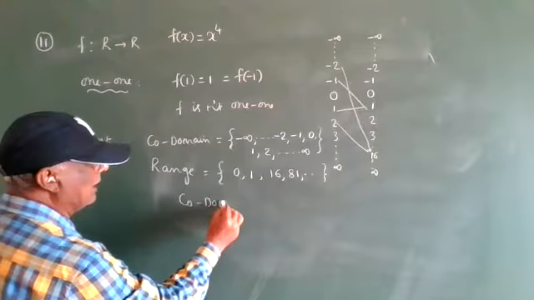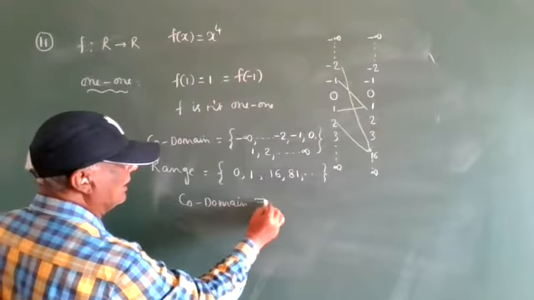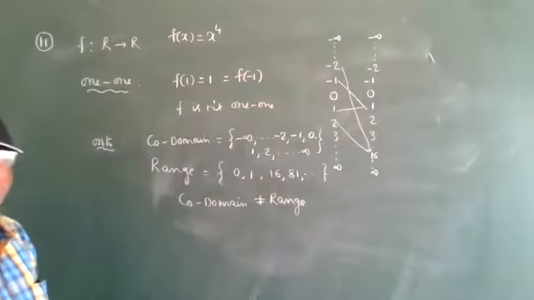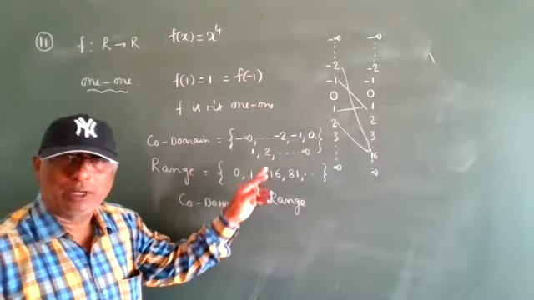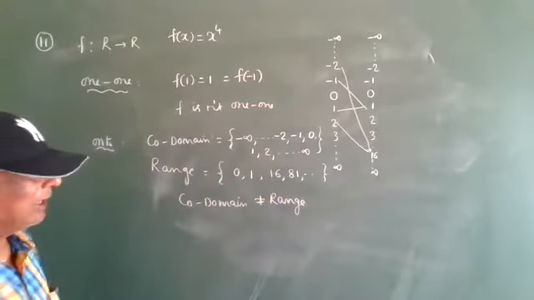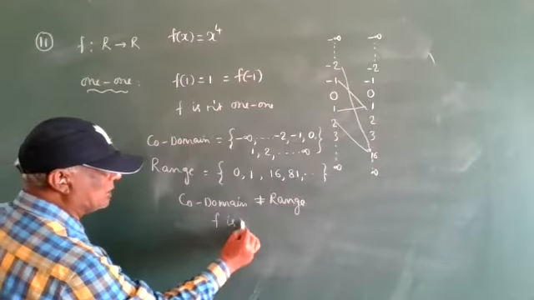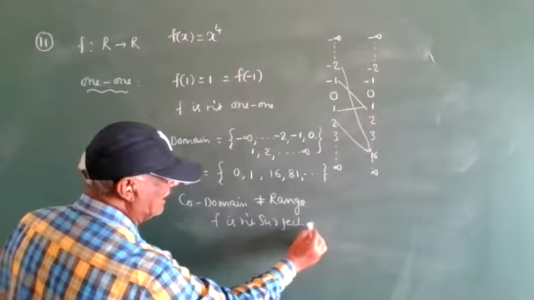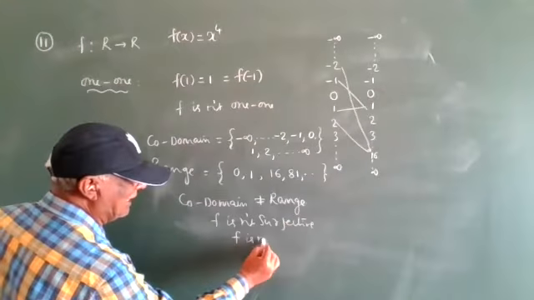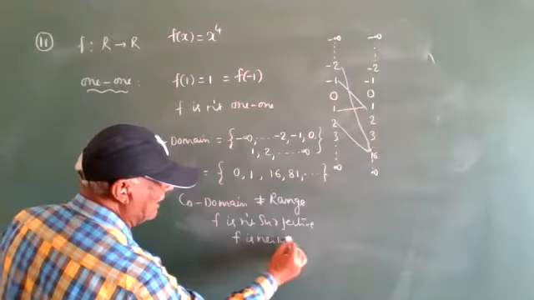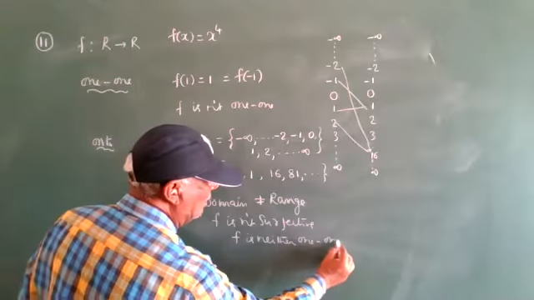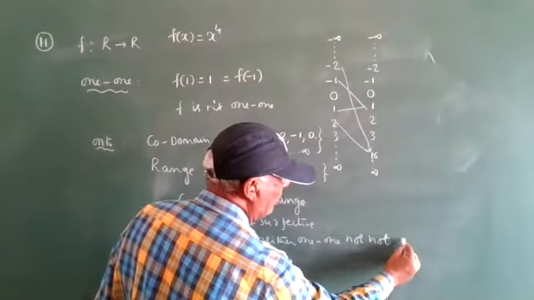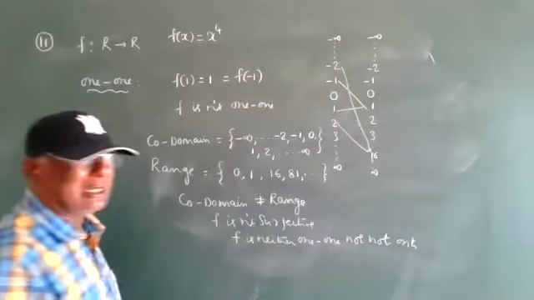Codomain and range are not equal. The range has positive values, but the codomain has positive and negative values. Therefore, not equal. F is not surjective. F is neither one-one nor onto. Therefore, which option is correct? Not onto. So the fourth option is the correct one.